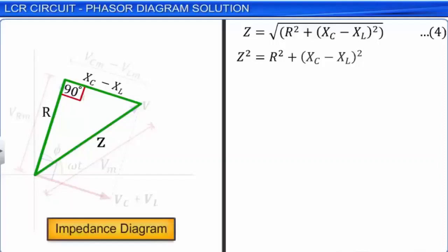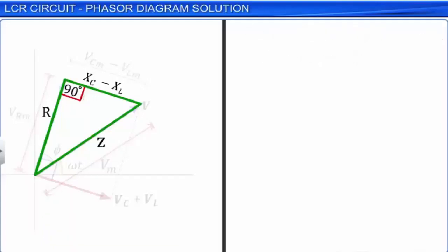In an LCR series AC circuit, the phase difference phi existing between the voltage and the current can be determined by using the impedance diagram. In the impedance diagram, the hypotenuse gives the impedance Z. Here, we observe that tan phi is equal to XC minus XL by R. Let this be equation 5. Phase difference phi is equal to tan inverse of XC minus XL by R.